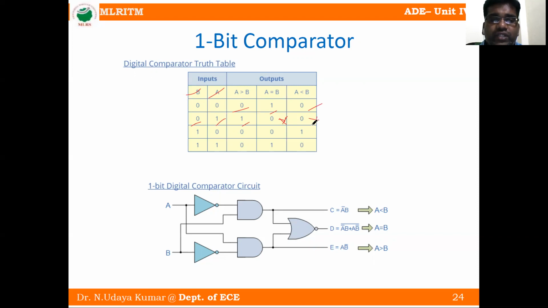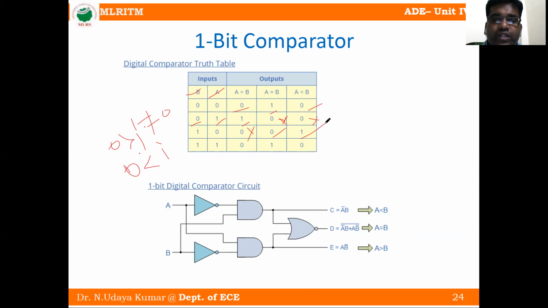Similarly, the 1 0 case. A greater than B: A is 0, greater than B, which is 1, is false. That means it is 0. Then A is equal to B: 1 is not equal to 0, so it is false. Then A less than B: A is 0, less than B, which is 1, so it is true.